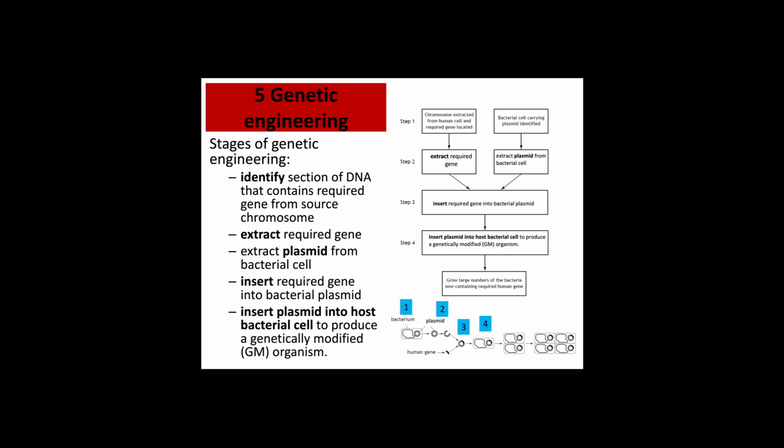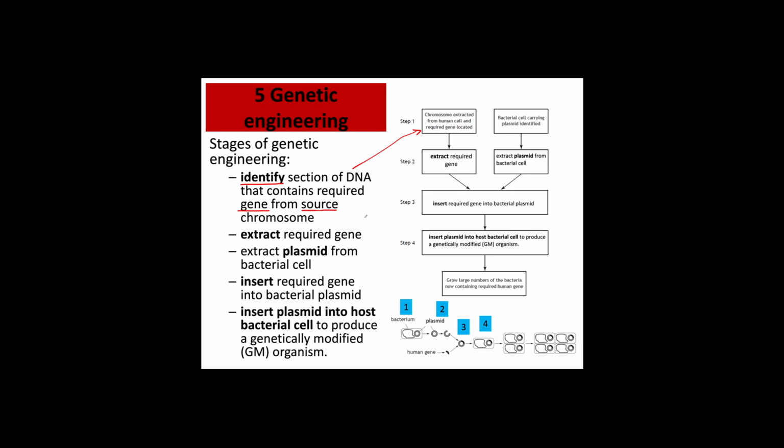So the first thing that happens, as I mentioned a moment ago, is we need to identify a section of DNA, and that section of DNA will contain the required gene, from something that's known as the source chromosome. For example, here it says the chromosome is extracted from the human cell and the required gene located. So that's equivalent to this. That section there is what it's talking about here.